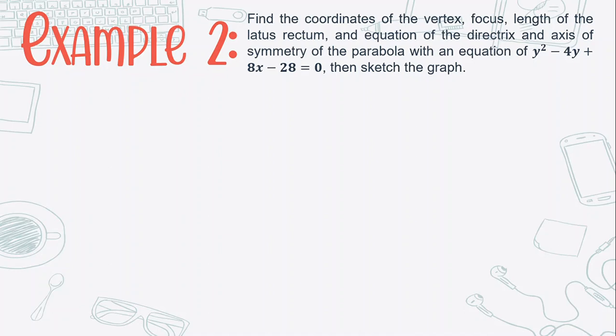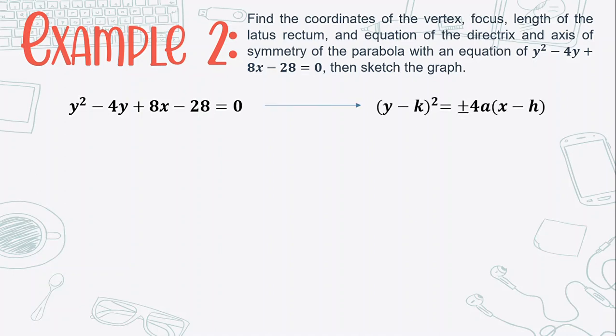Now, as you can see, the given equation of the parabola is in general form. And just like in circles, we cannot really determine all the parts by just looking at our general form of equation. So we have to transform this into its standard form. As you can see, the squared variable is y. Therefore, we are going to use (y - k)² = ±4a(x - h).